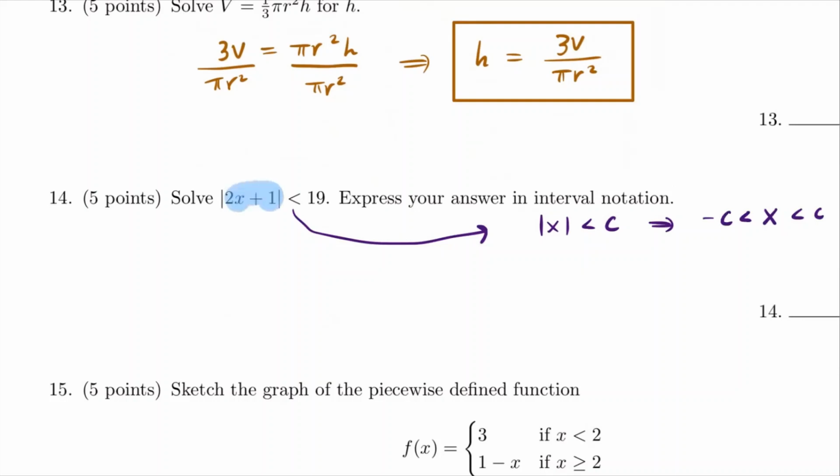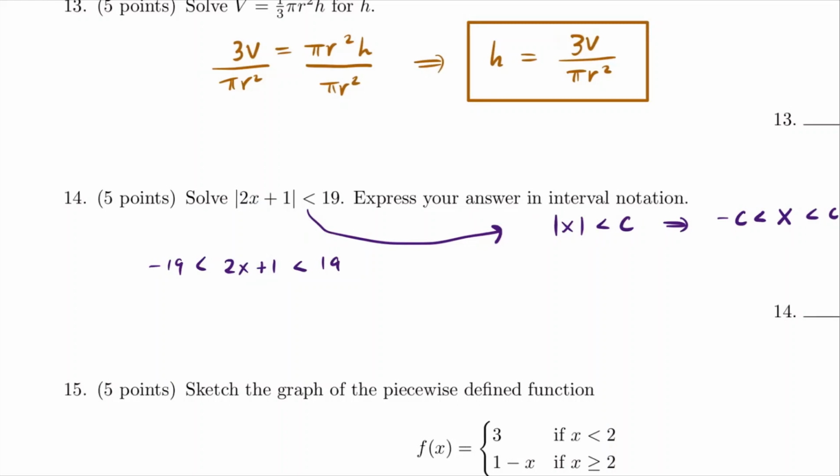So think of this as your x, this is your c. So split this up into that form. So we have 2x plus 1 is less than 19, and of course bigger than negative 19. Just like that. So 2x plus 1 is between negative 19 and 19. Now you're going to go ahead and try to isolate x right at the center. So I'm going to subtract 1 on both sides or all sides. Subtract 1, subtract 1, subtract 1. That leaves you with negative 20 is less than 2x is less than 18.